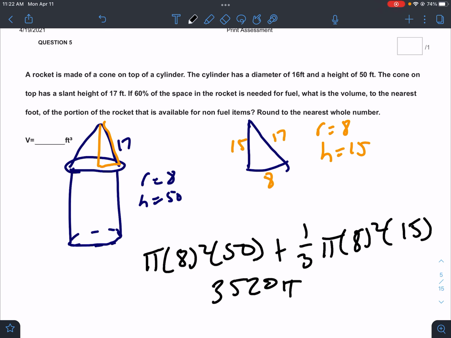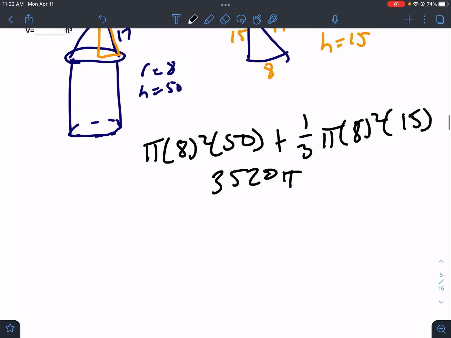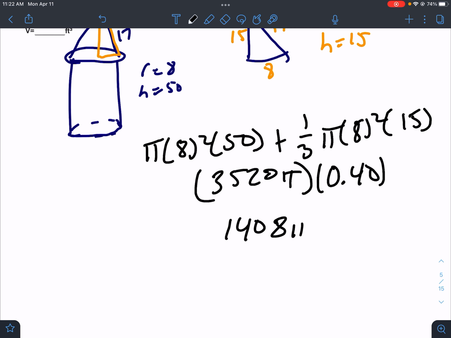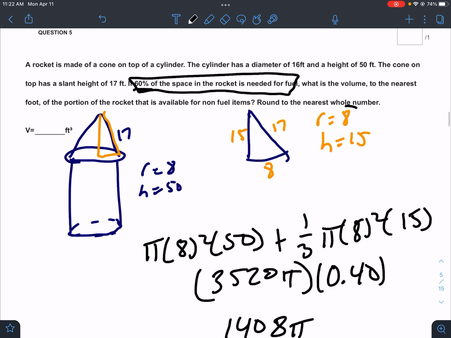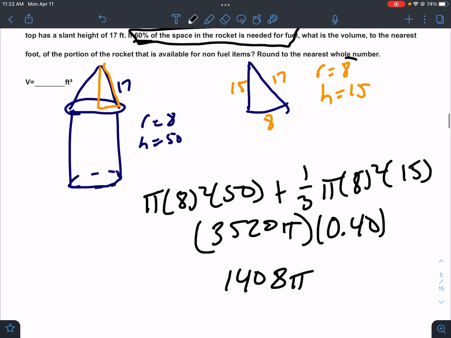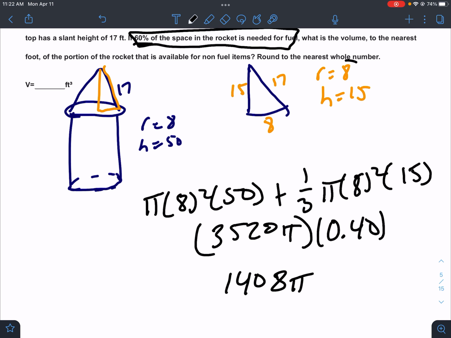That's the whole thing. But 60% is fuel. That means I need to multiply this by 40%, or 0.4. That's how much is left over. So times 0.4 times pi, and I get 1408 pi. But it says round to the nearest whole number. So I get 4423.